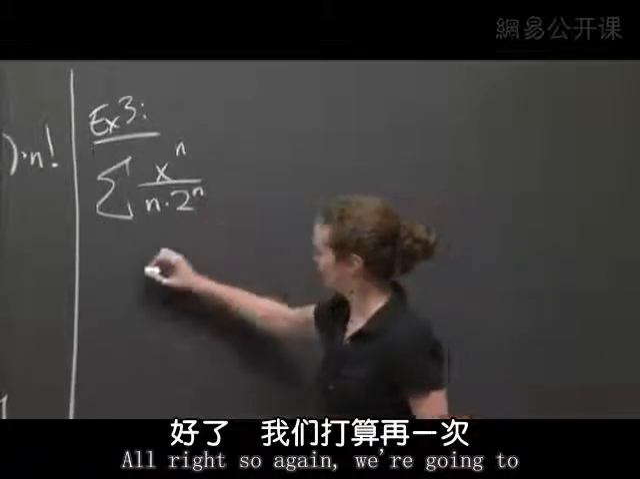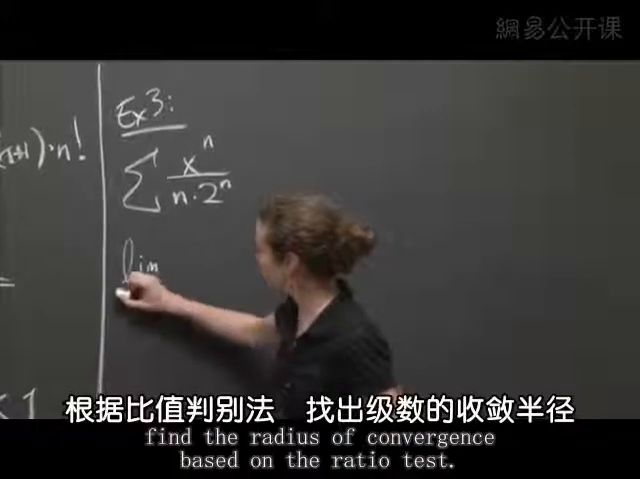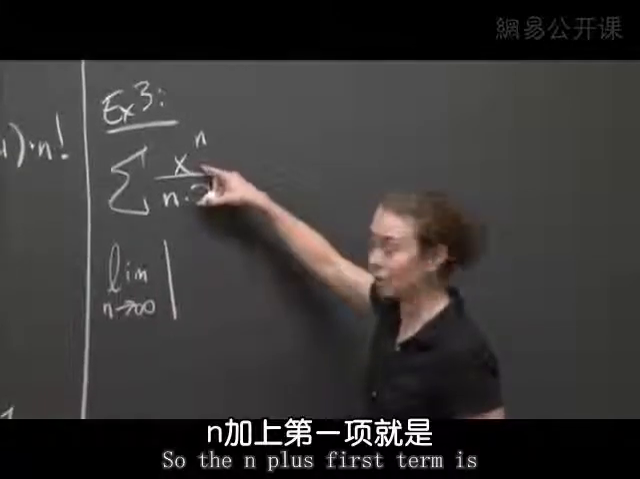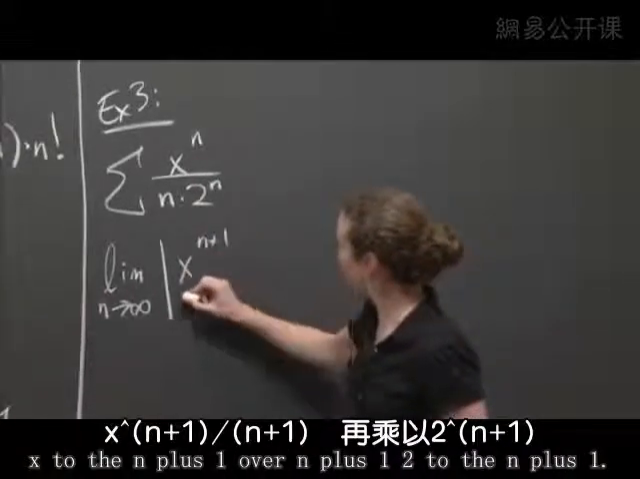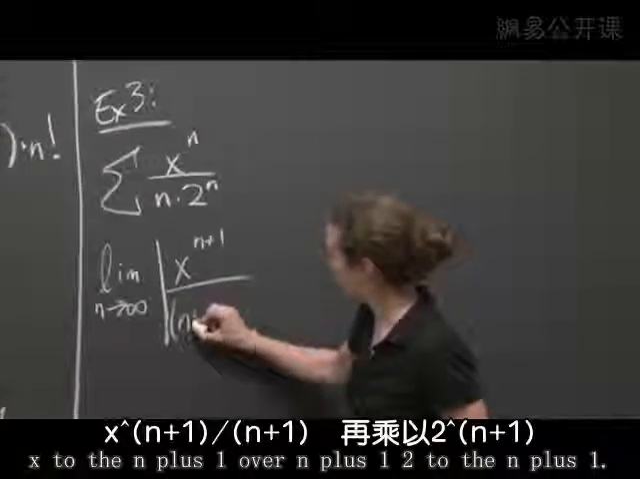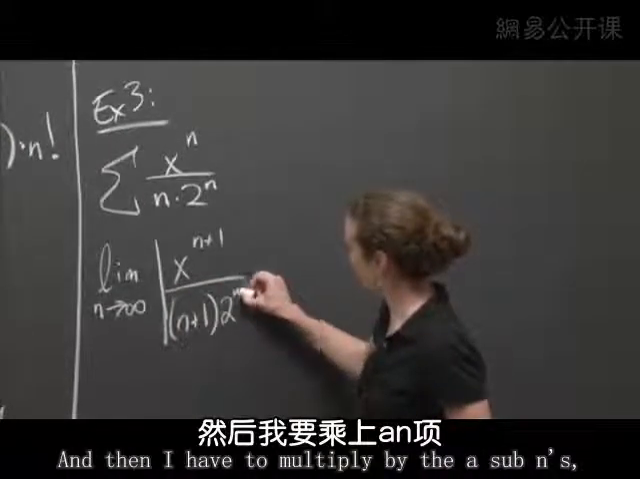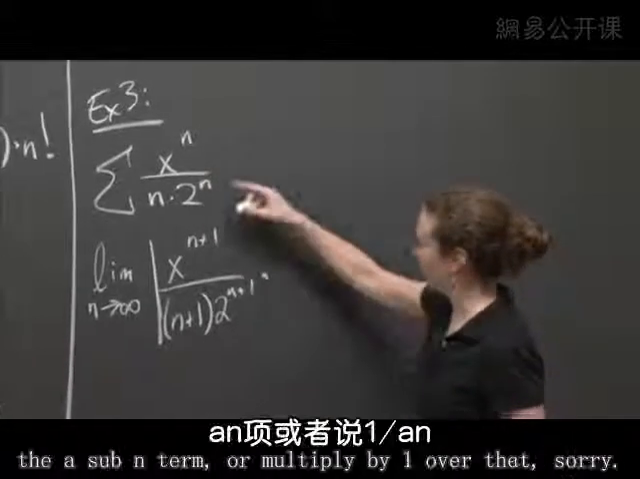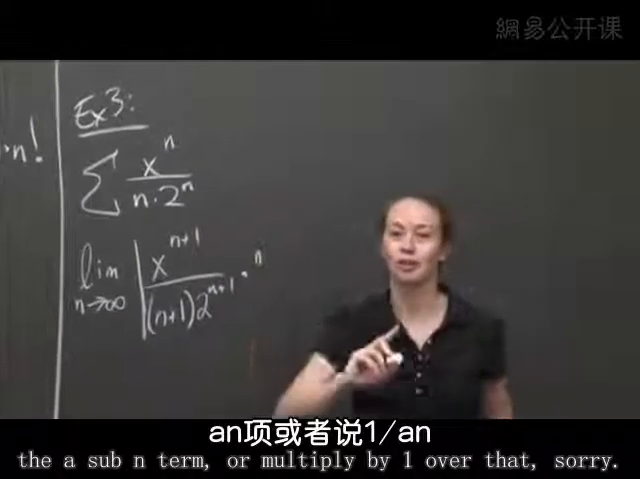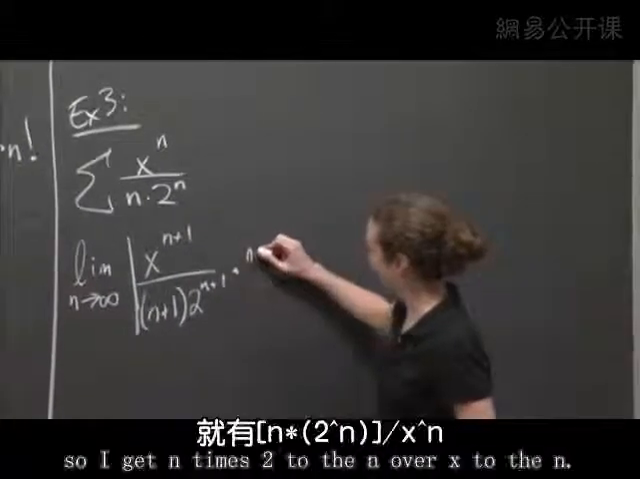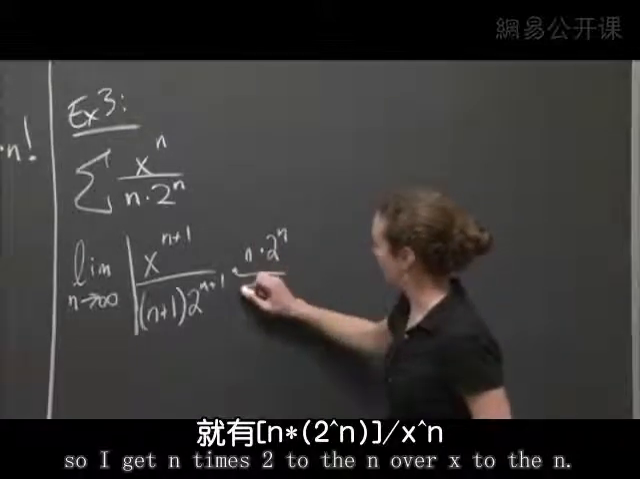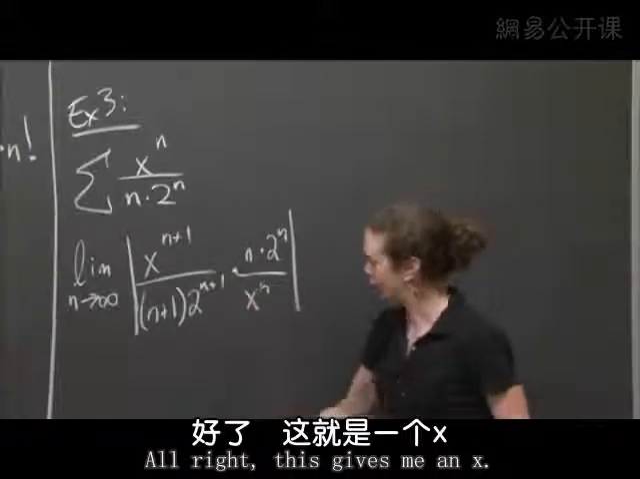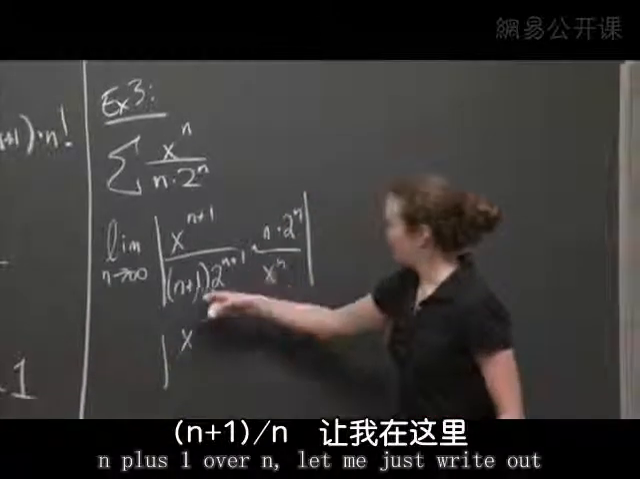All right, so again, we're going to find the radius of convergence based on the ratio test. So the n plus first term is x to the n plus 1 over n plus 1 times 2 to the n plus 1. And then I have to multiply by 1 over the a sub n term, sorry, I'm dividing by a sub n, so I get n times 2 to the n over x to the n. All right. This gives me an x. N plus 1 over n.